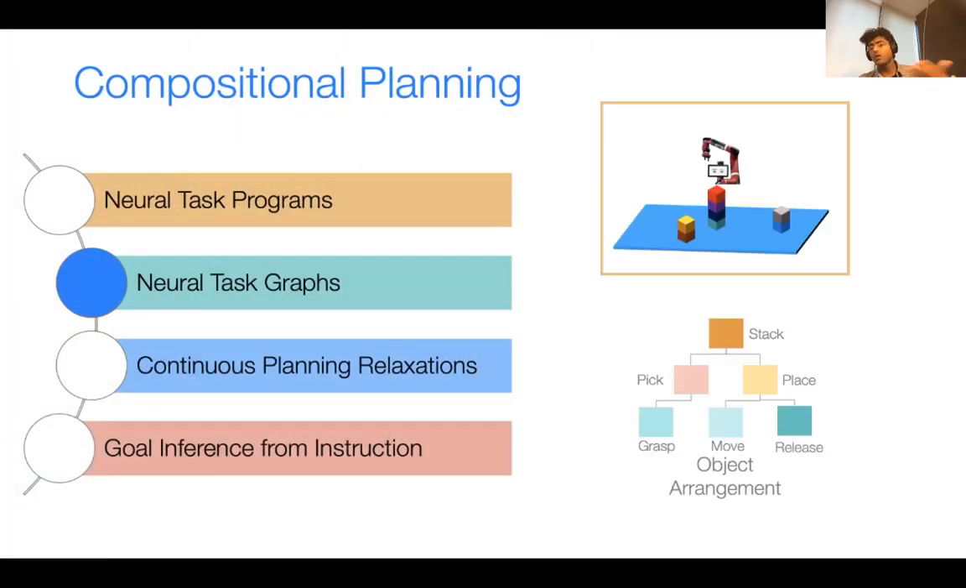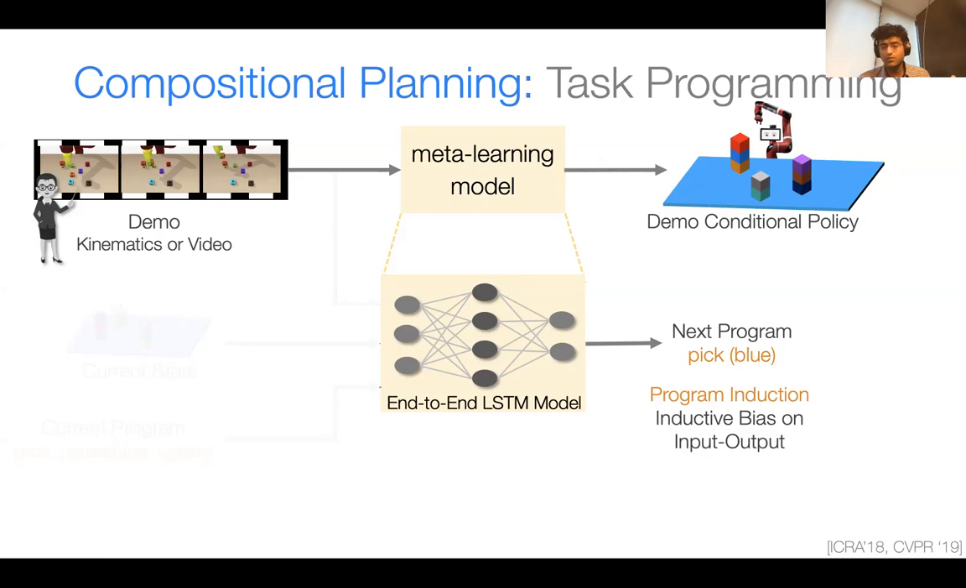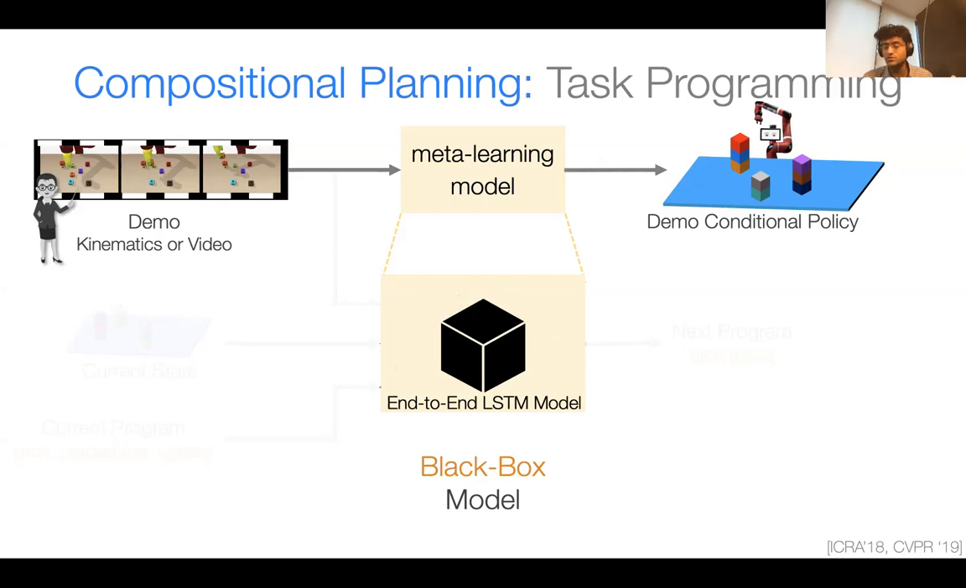So let's look at how we can extend this idea of neural task programs to domains where this was not working. So if we go back and check what the model looked like in the case of neural task programming, we had an end-to-end model which was predicting programs. What we can really think about is we provided a particular kind of modular inductive bias on the input output by making it program structure. However, the model itself is still an LSTM, which is basically a black box model.